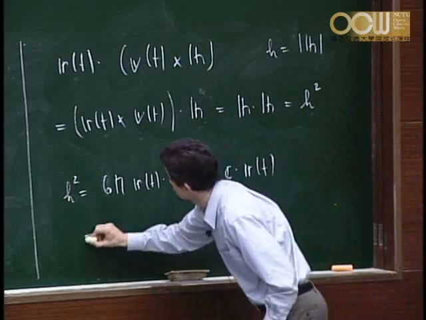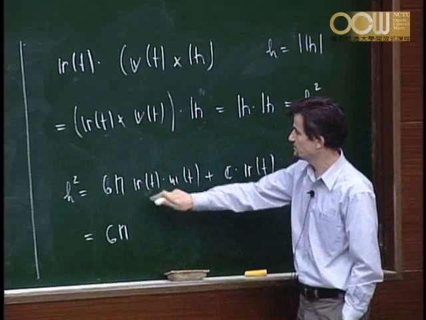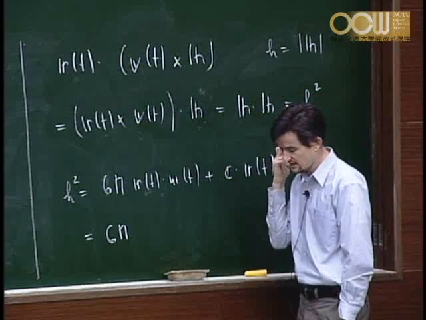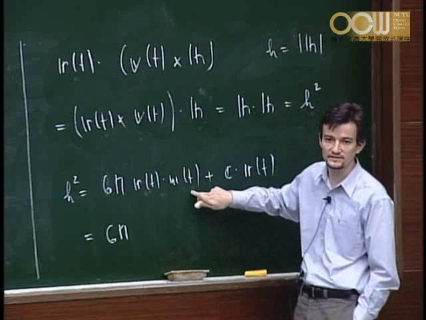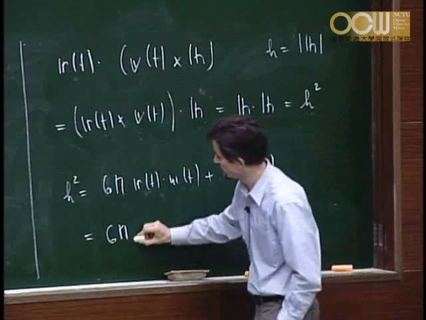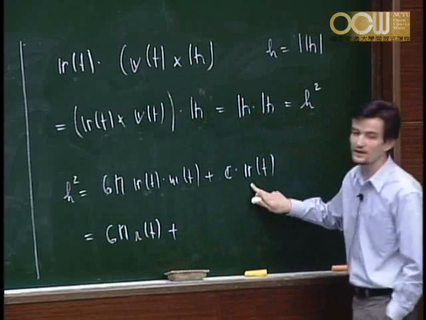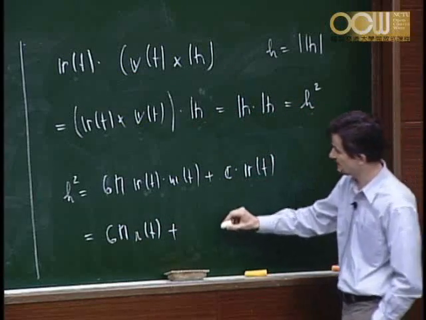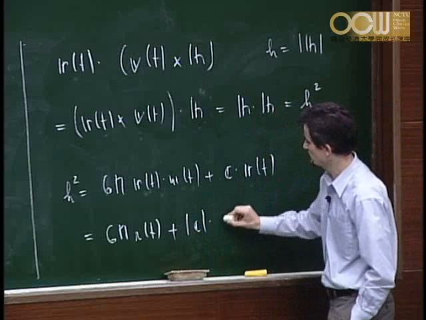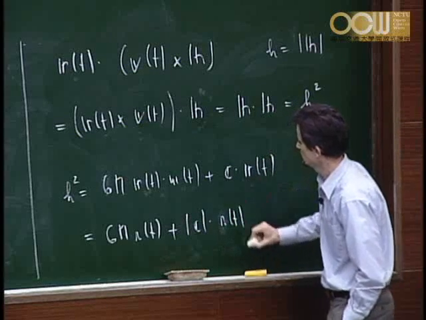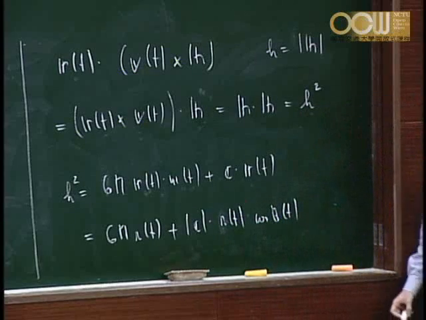Now the first part is the length of r multiplied by the scalar product with u of t, but u of t times u of t, the dot product, is equal to 1. So this is just r of t, plus, for the dot product we know this is the length of c times the length of r of t, times the cosine of the angle between them, theta of t.